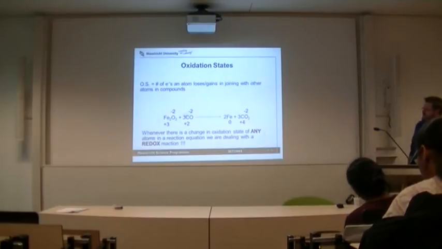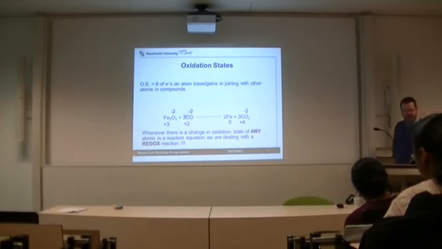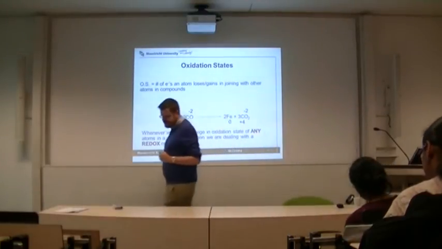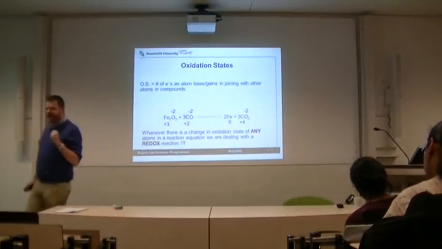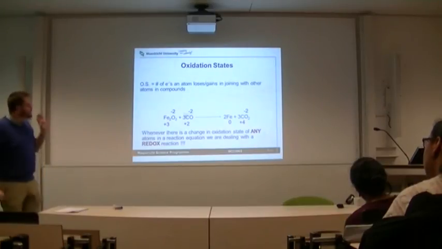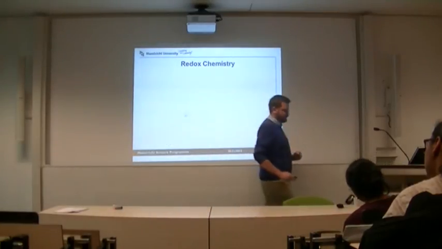So we can clearly see that we have a change in the oxidation states. Iron is going from plus 3 to 0. It's changed its oxidation state. Oxygen stays minus 2, but carbon is going from plus 2 to plus 4. So this is a redox reaction by definition. There's a change in the oxidation states, and the only way that we can change the oxidation states is by moving electrons around. So a redox reaction is a reaction involving electron transfer.